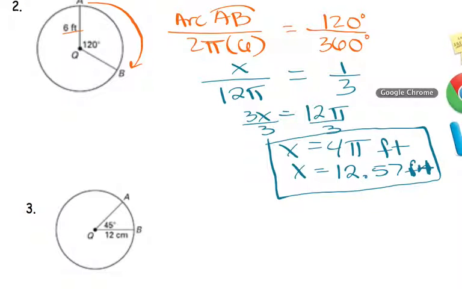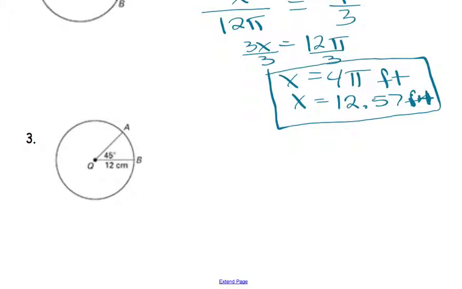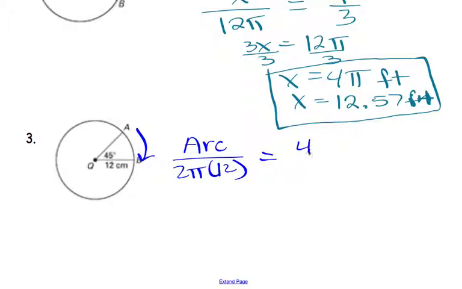So let's see another one. We've got another sample here doing the same thing. The arc length for AB over the entire circumference, which is 2 pi r, is the part of the circumference over the whole circumference. The part of the circle, which is 45 degrees, over the whole circle, which is 360 degrees. Well, that is 1/8 of a circle. It would reduce to 1/8.